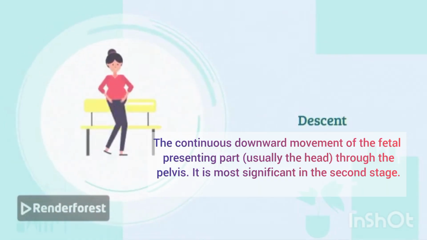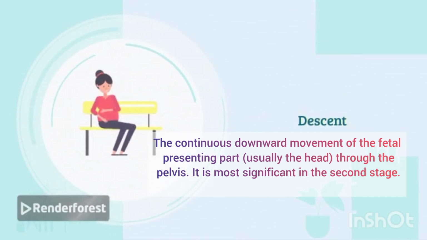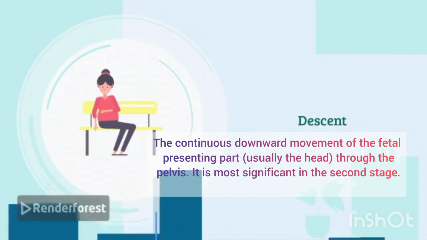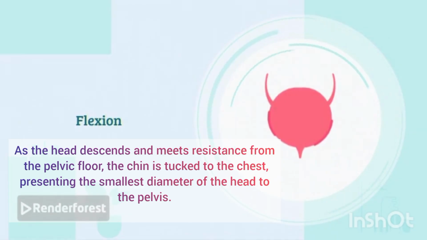The continuous downward movement of the fetal presenting part through the pelvis is called descent. It is most significant in the second stage. As the head descends and meets resistance from the pelvic floor, the chin is tucked to the chest, presenting the smallest diameter of the head.